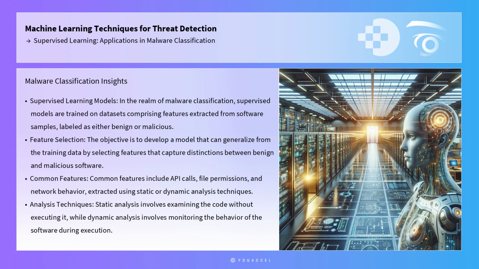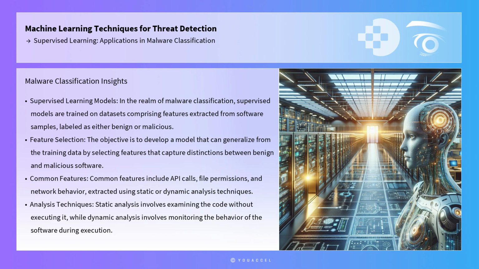In the realm of malware classification, supervised learning models are trained on datasets comprising features extracted from software samples, labeled as either benign or malicious. The objective is to develop a model that can generalize from the training data and accurately classify new, unseen samples. This is achieved by selecting appropriate features that effectively capture the distinctions between benign and malicious software.